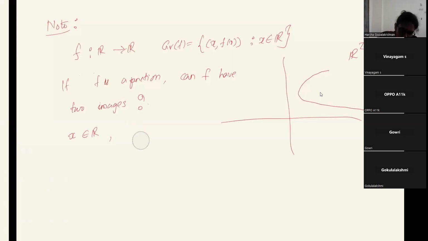Does there exist a and b, with b not equal to a, such that f of x equals b and f of x equals a? Is this condition possible? One minute.